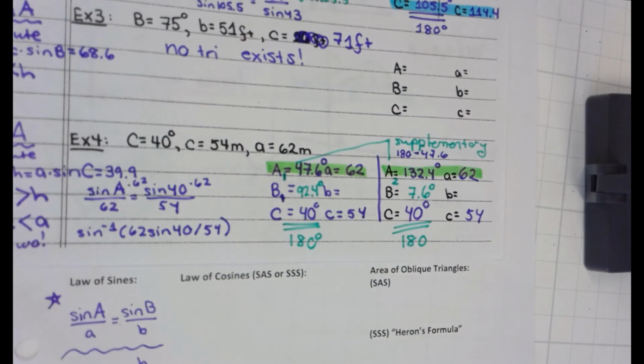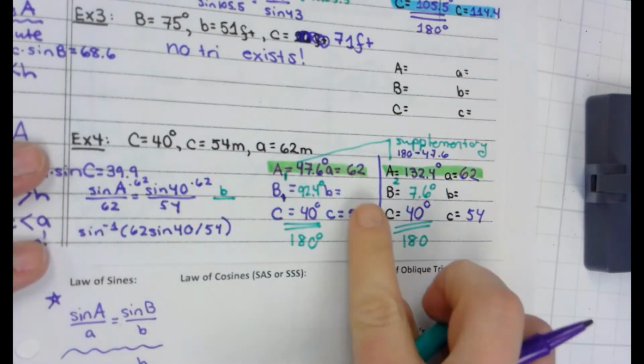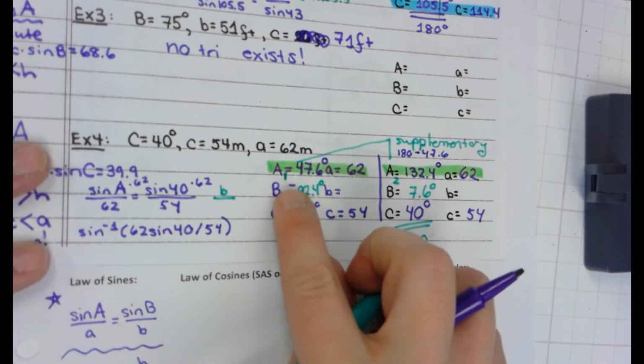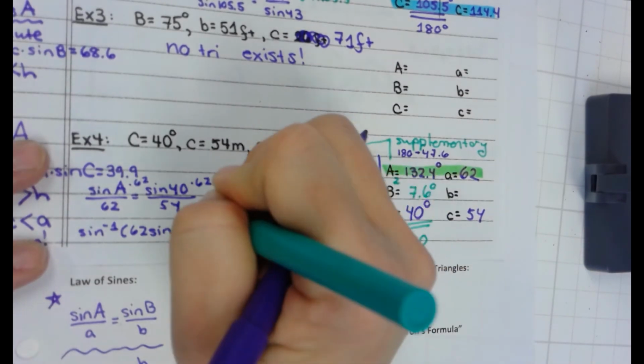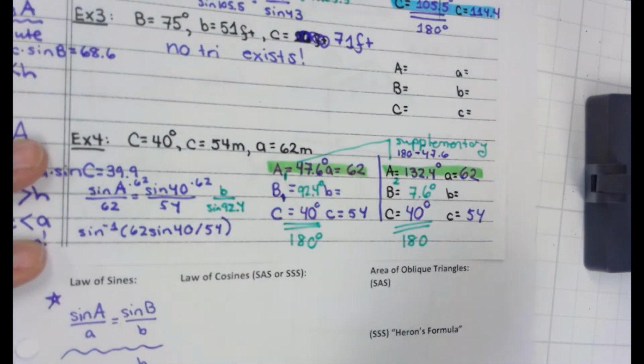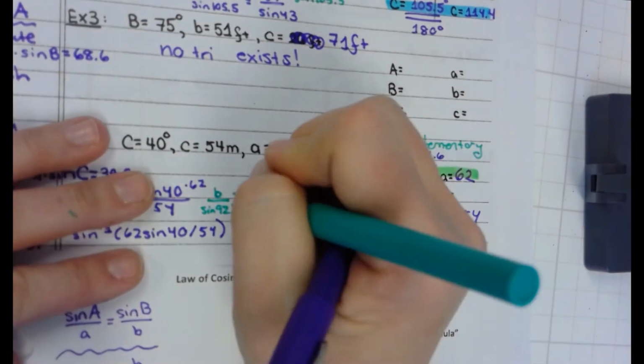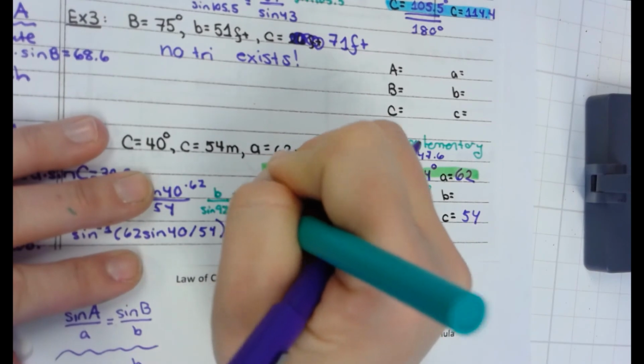It looks like we only have one step left. What do we need to find? B. Now here's what I want to highlight. You have to find each of these B's separately. They are different sizes, so you will have to run each of these separately. So here you go. B over sine of 92.4 for the first triangle is equal to, going back to the original, 54 over sine of 40.